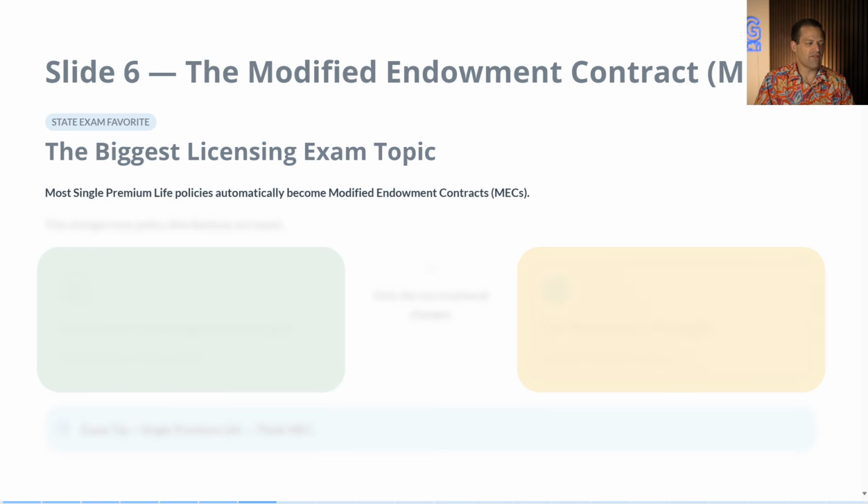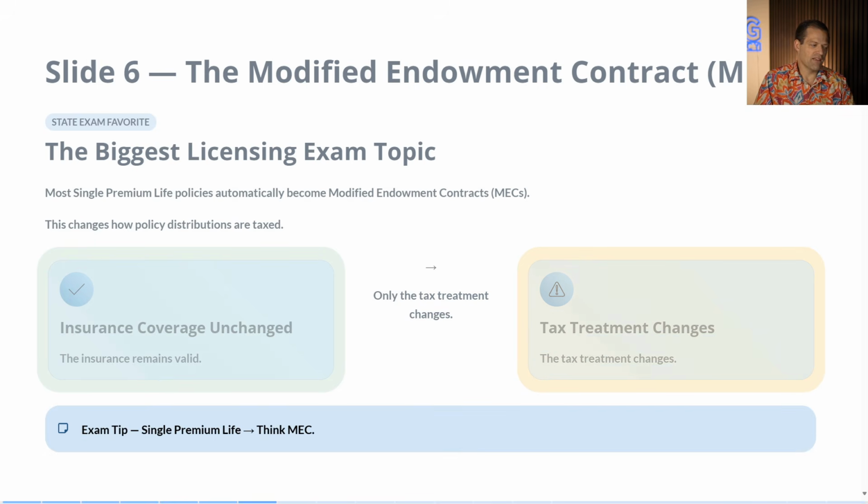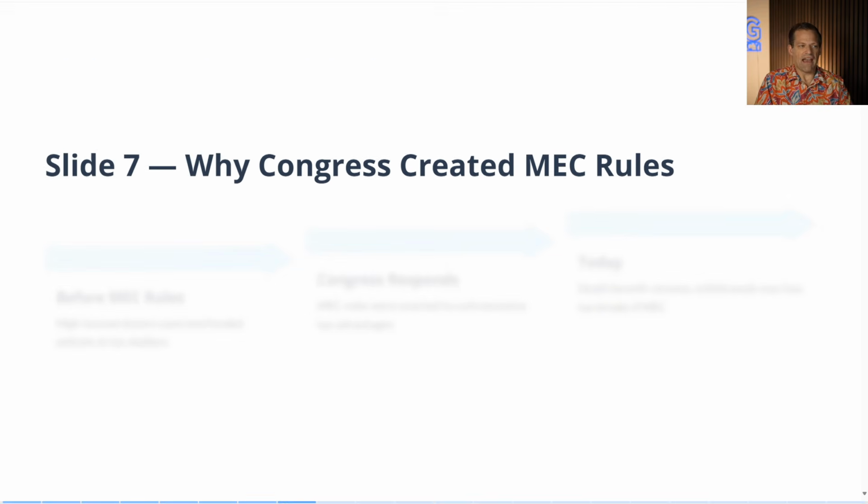So most single premium life policies automatically become modified endowment contracts. And all this does is change how policy distributions are taxed, okay? So insurance coverage remains unchanged. It's still the same. The only thing that changes with that is the tax treatment, okay? So again, the thing to remember is a single premium life, think MEC, okay?